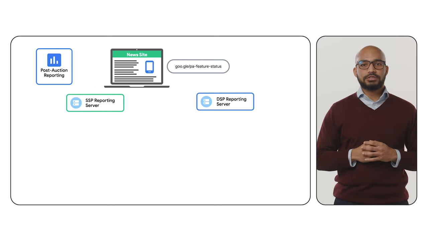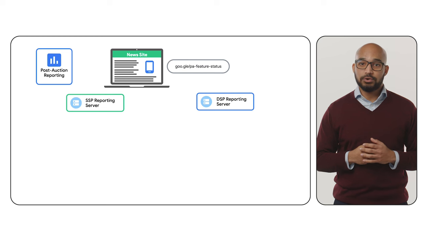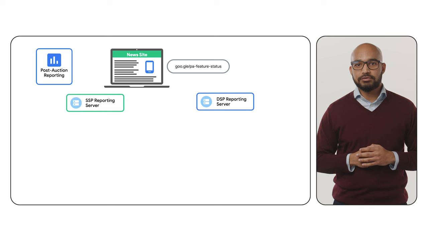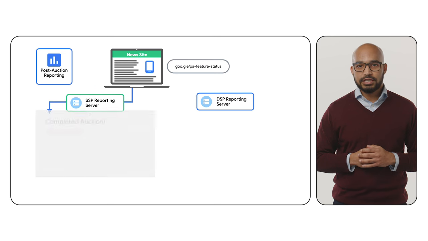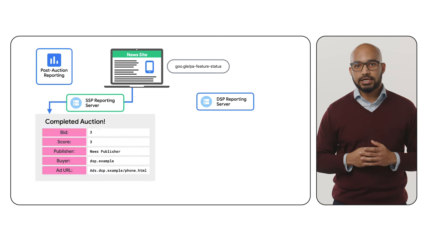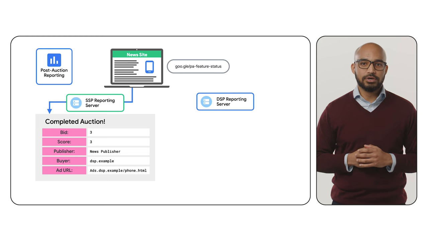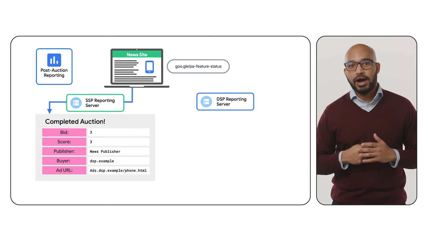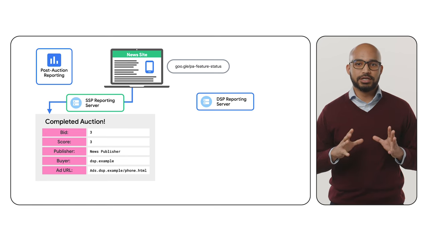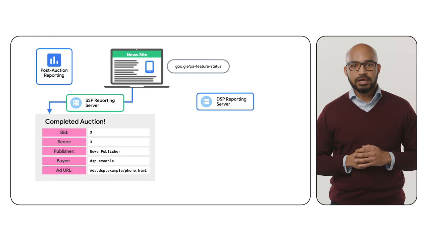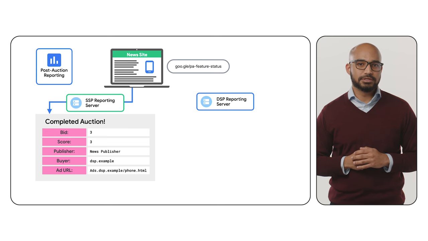So for the event-level reports, both the seller and the buyer will set up their own servers to receive these reports from the browser. Let's take a look at the information it would include. For the seller, they will be notified, hey, an auction completed and the ad was rendered. It would include information like the winning ad, the winning bid, their score for that bid, the publisher it occurred on, the buyer who won the auction, and the specific URL of the winning creative. Now, it can include other data, like any contextual information the seller brought into the auction, but this gives an example of some of the core pieces of information.